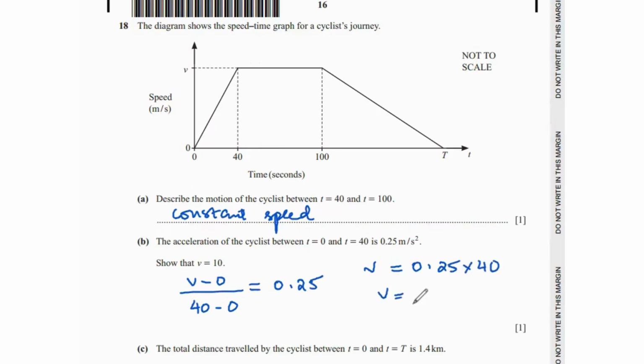We can cancel the 0 out and move the decimal one place to the right. So 2.5 times 4. And 5 times 4 is 20. Write the 0, carry the 2. 2 times 4 is 8, plus 2 is 10. So 10 meters per second, as given in the question.